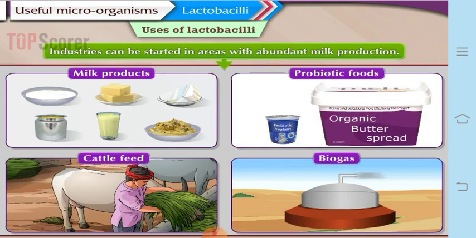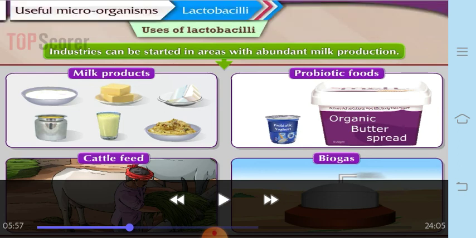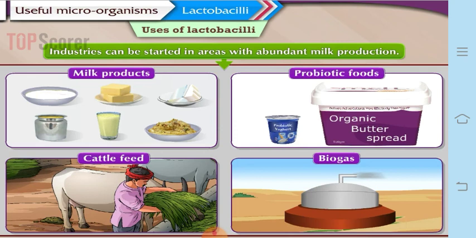So industries can be started in areas with abundant milk production. This is regarding the uses of the useful microorganism called lactobacilli. If you have understood, please try to read the lesson and learn all the things I have discussed up to now. The next time we are going to study the next useful organism.